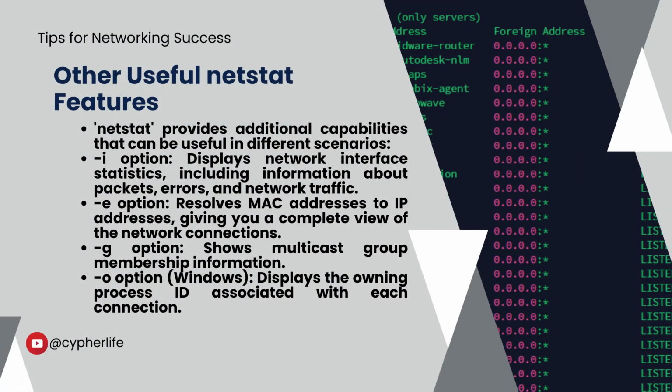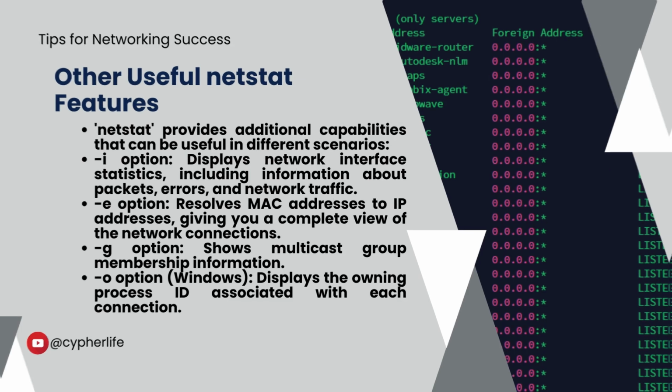Other useful netstat features. Netstat provides additional capabilities that can be useful in different scenarios. The -i option displays network interface statistics, including information about packets, errors, and network traffic. The -e option resolves MAC addresses to IP addresses, giving you a complete view of the network connections. The -g option shows multicast group membership information. The -o option, on Windows, displays the owning process ID associated with each connection.